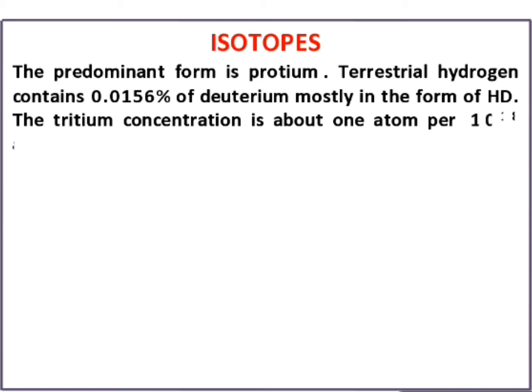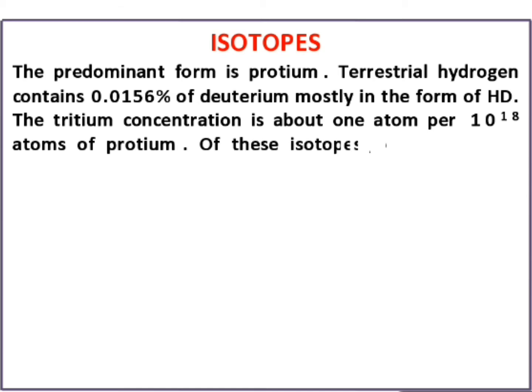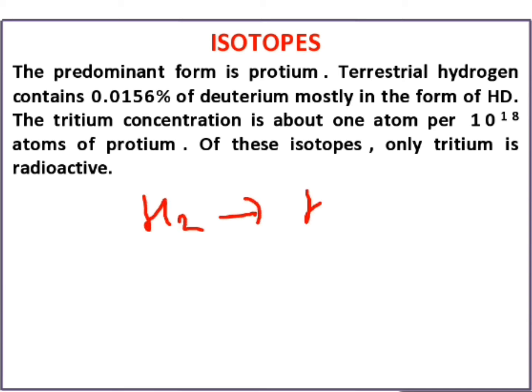The predominant form is protium. 99% protium is present. Terrestrial hydrogen contains 0.0156% of deuterium, mostly in the form of HD. HD means what? This is actually a molecule. Generally, we write the formula H2, which means both the atoms are hydrogen.